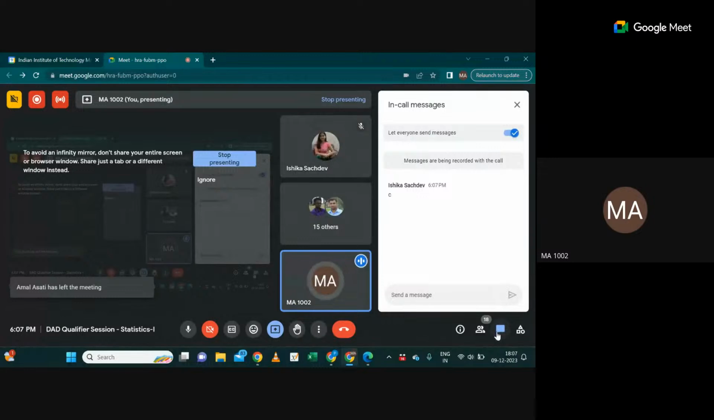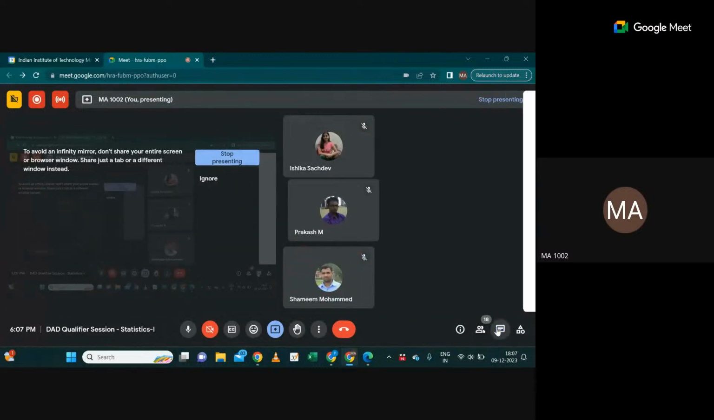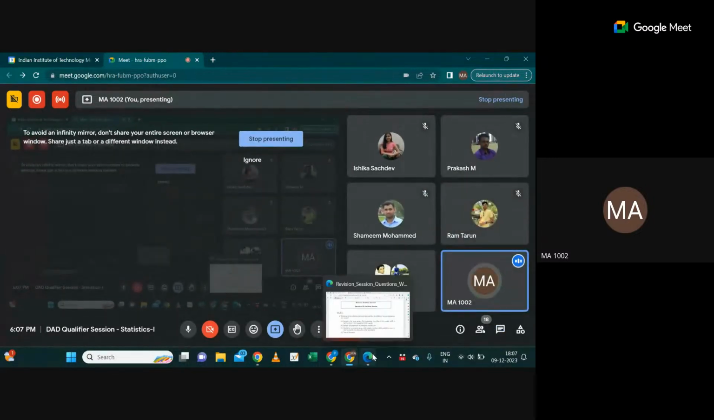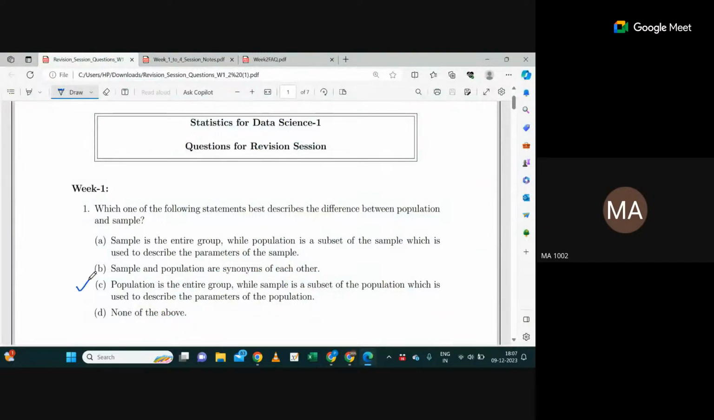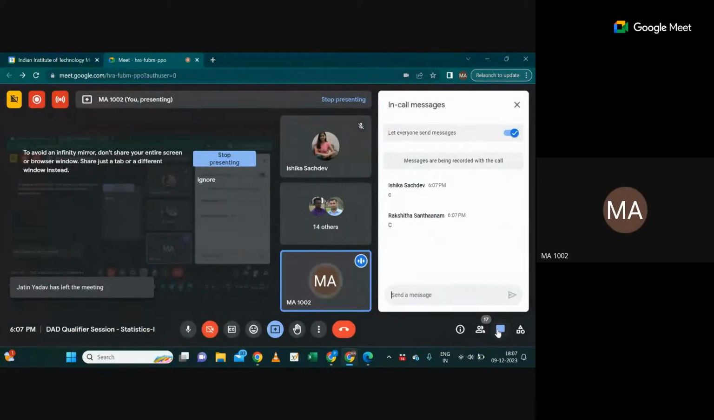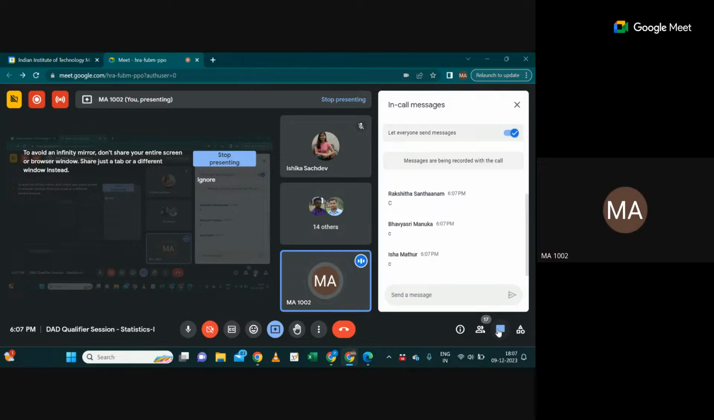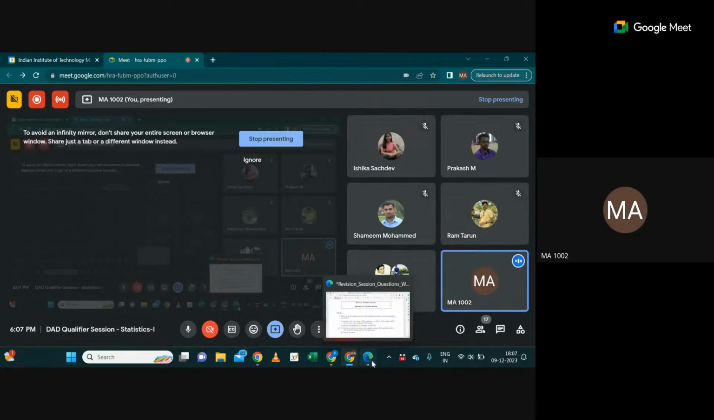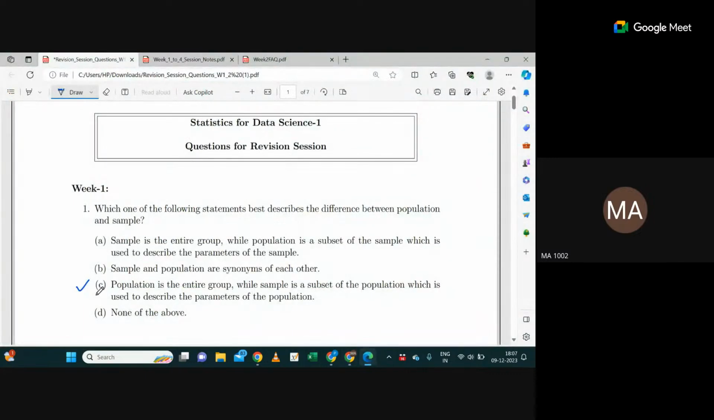Okay, option C. Anybody else? I got one vote for option C. You can unmute, no problem. Okay, option C. I got three votes for option C. Yeah. So basically, option C is the correct one.